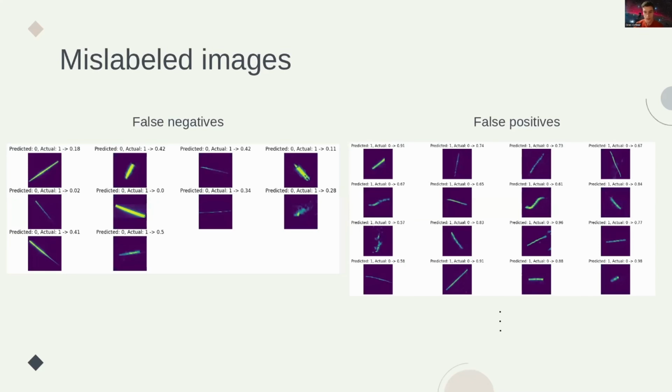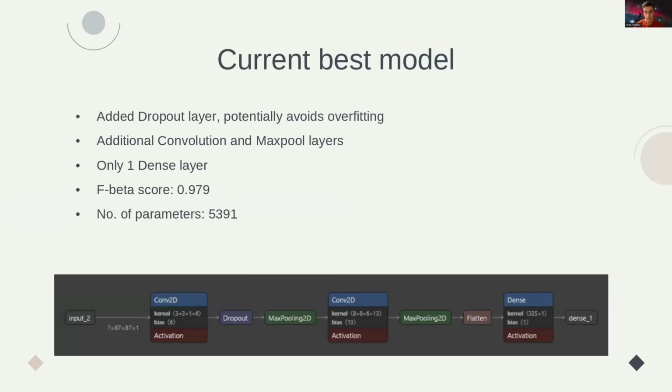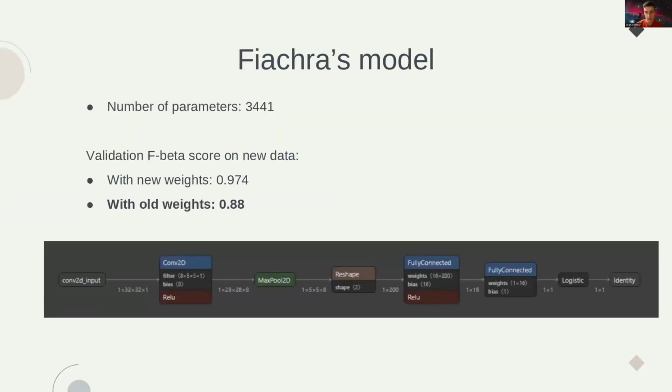Here are some examples of mislabeled images. On the left, false negatives, which are meteors that the models may have mistaken for some artifacts, and on the right, false positives, which are mostly bug trails, airplanes, or various other artifacts, and there were usually more of them than false negatives. This is the model that currently works the best. When compared to the original model, it has a dropout layer with additional convolutional and max pooling layers with only one dense layer. This is its F-beta score, and its number of parameters is a bit higher than the current model. And this is the current model.